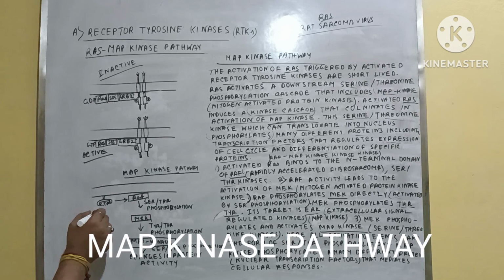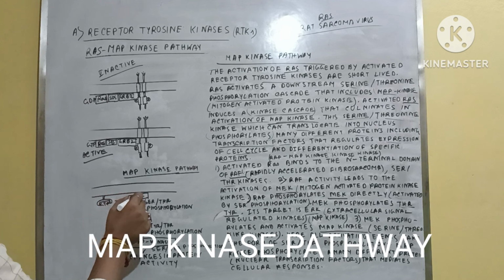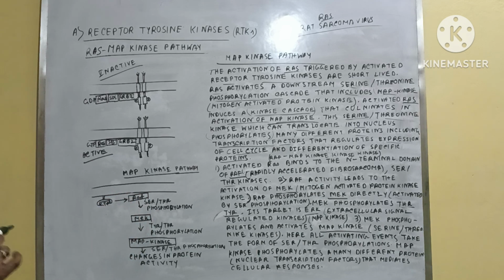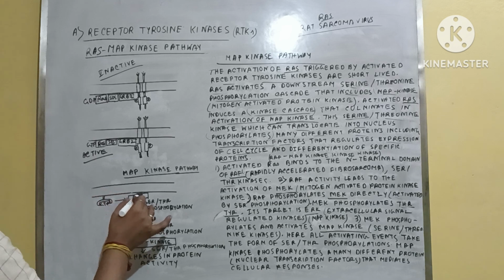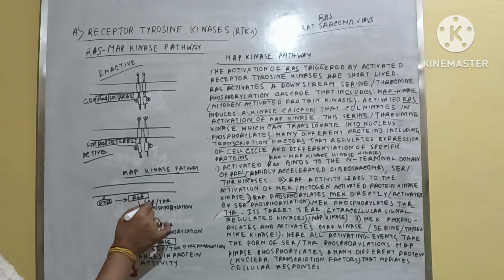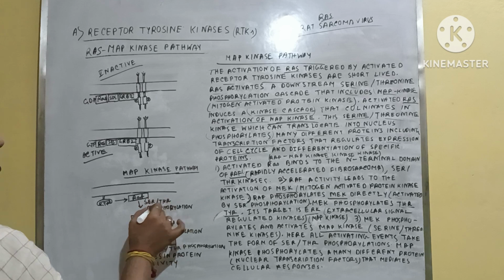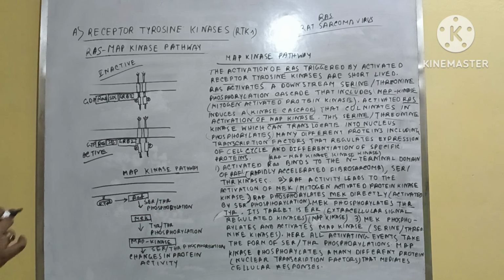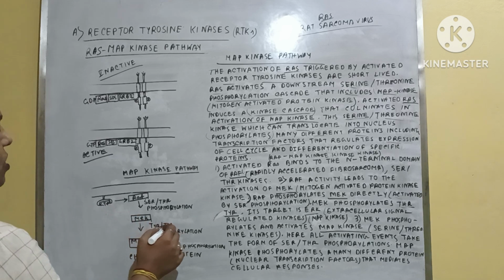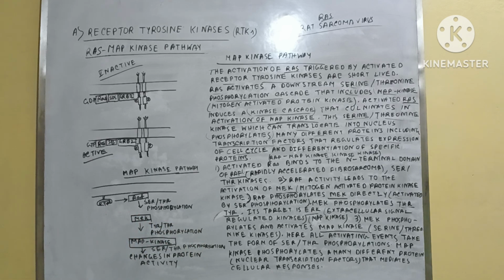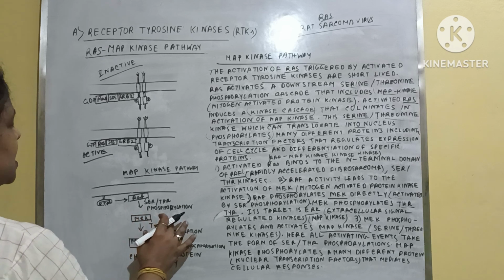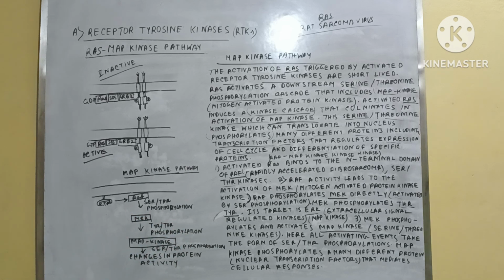GTP is needed here. GTP first binds with the RAF and then RAF becomes activated. After the activation of RAF, serine and threonine are both phosphorylated. And after the phosphorylation of the serine and threonine, MEK is also activated. When MEK gets activated, tyrosine and threonine phosphorylation occurs. And when the phosphorylation of the tyrosine and threonine is completed, the activation of MAP kinase is seen.